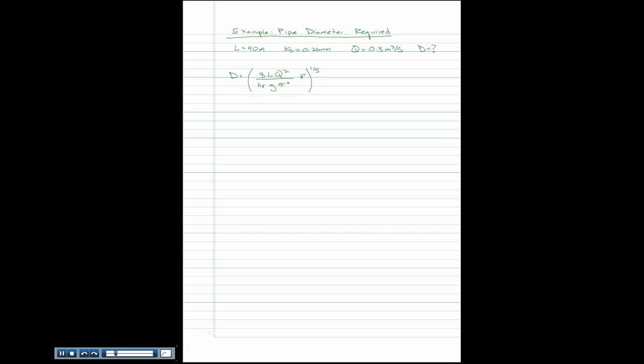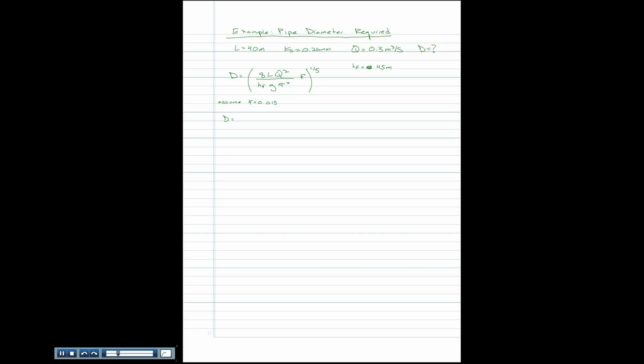In this example, we know that h_f is going to be 45 meters. That's how much head loss can be tolerated through this pipeline. So our process here is to start off with a guess value of f. So assume or guess f is 0.015, just as our first try.